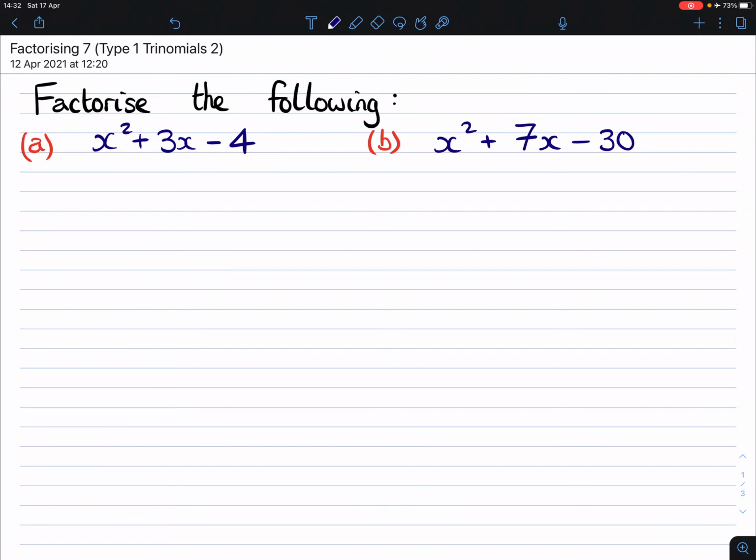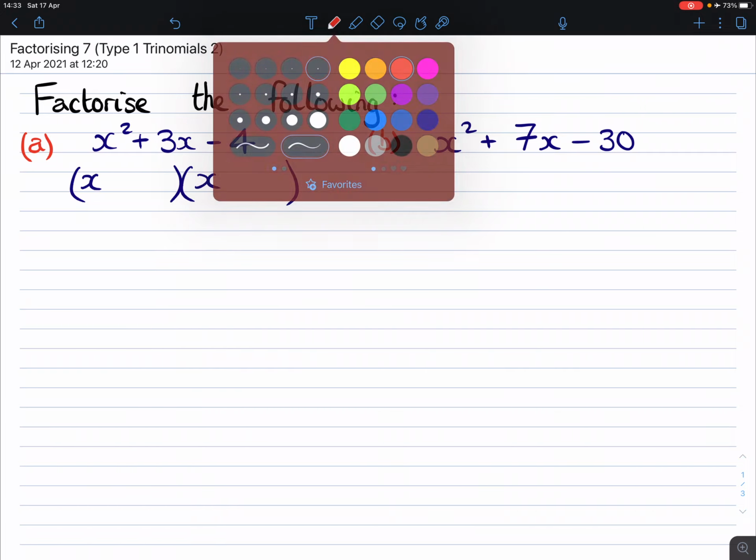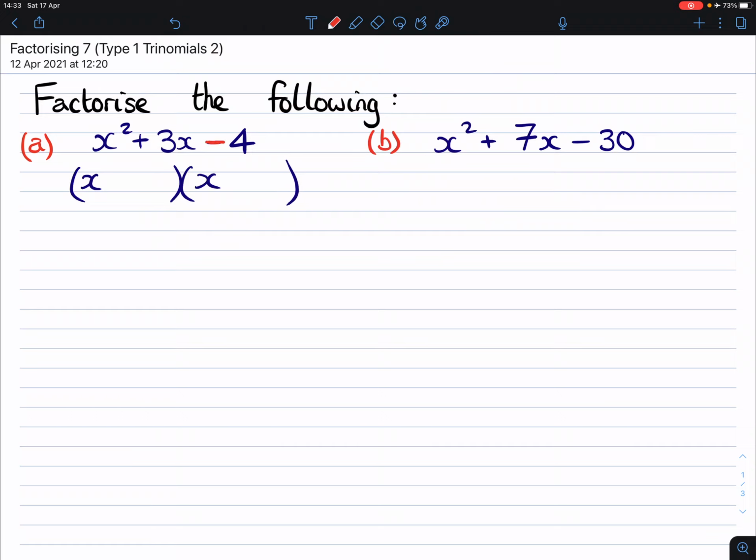Factorize the following: x squared plus 3x minus 4. All of these terms have nothing in common, so we look to factorize into double brackets. X squared, the only two things that multiply to make it are x and x. And now we look at what times what makes minus 4, but starting off with the minus.